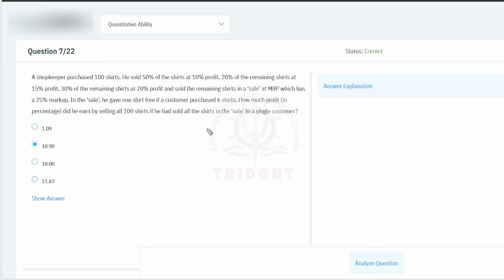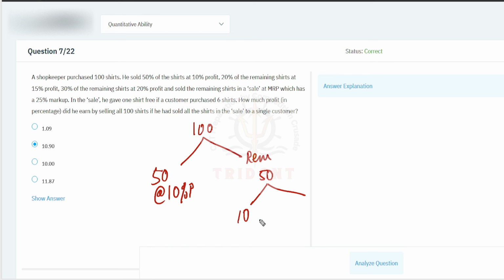Now, first of all, the very first thing that comes to my mind is that this is more of a tree structure that you will have. So since he has 100 shirts that he purchased and he's selling 50% of the shirts at 10% profit, the remaining would be obviously the 50 shirts, right? 20% of the remaining, obviously 20% of this thing would be 10. Now 20% of this at a profit of 15%. So the remaining obviously will be 40.